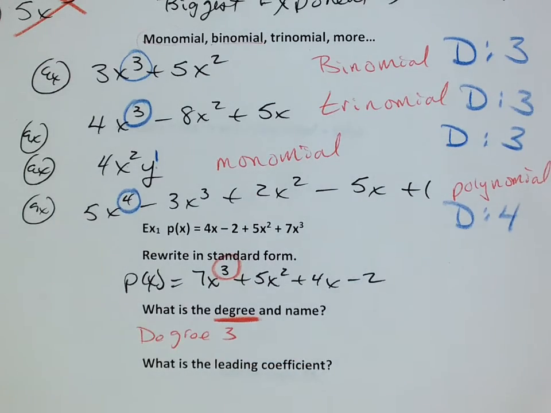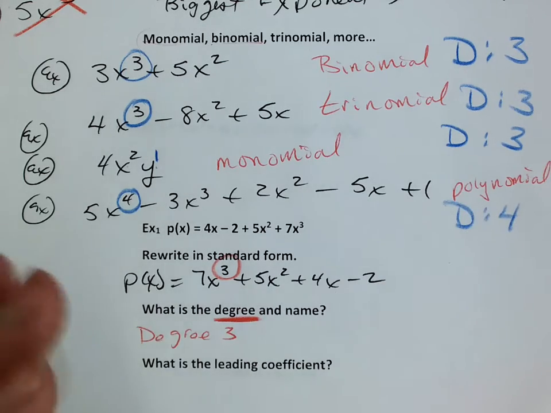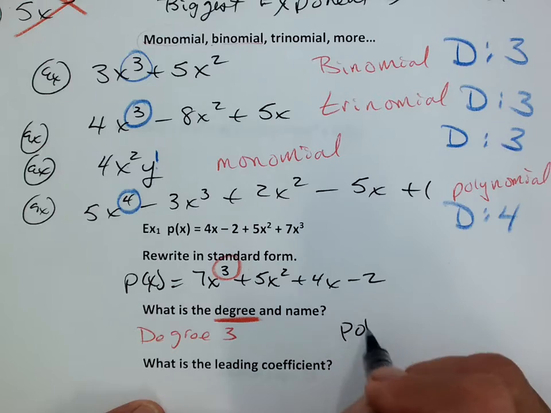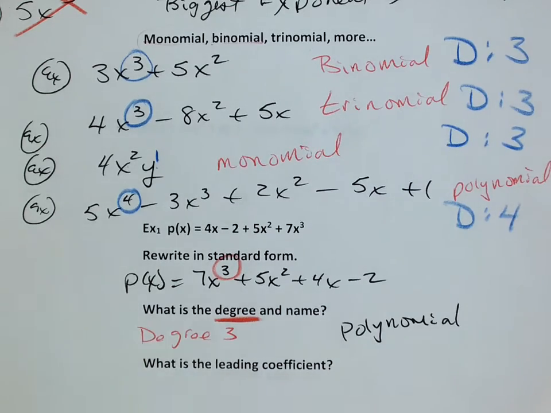And the name, well, let's see. It has 1, 2, 3, 4 terms. Well, it's not a trinomial. It's got to be bigger than 3, so we're just going to call it a polynomial. Anything bigger than 3 terms. You've got monomial, binomial, trinomial. Anything bigger than that, we just call it a polynomial. It gets silly: quadrinomial and pentanomial and hexanomial and septinomial and octanomial. It's like, no, too many. Anything bigger than 3, we'll call it a polynomial.